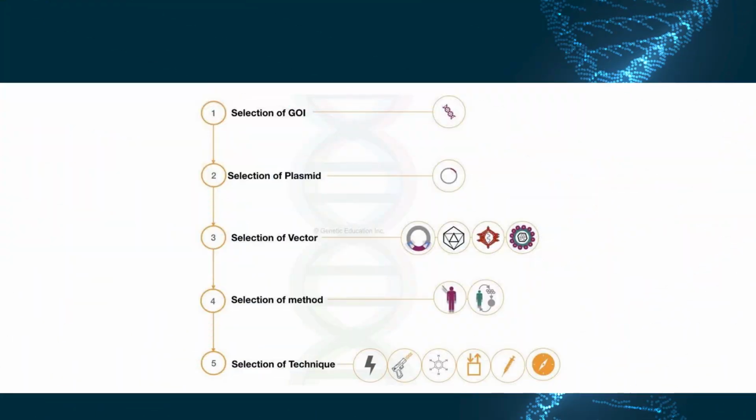Here is a flow chart of the different steps involved. Selection of gene of interest. Now, we have to select the gene which carries our desired trait. Then the second step is selection of plasmid.